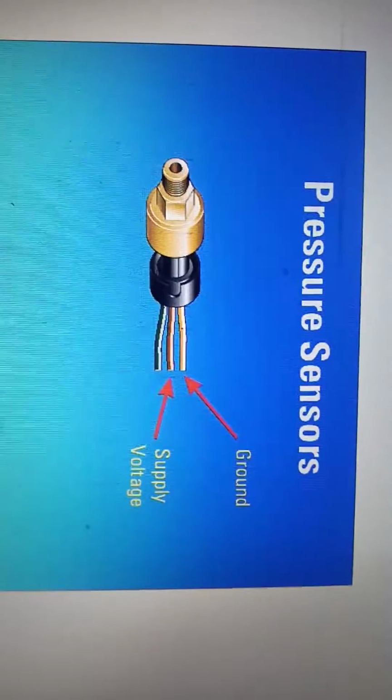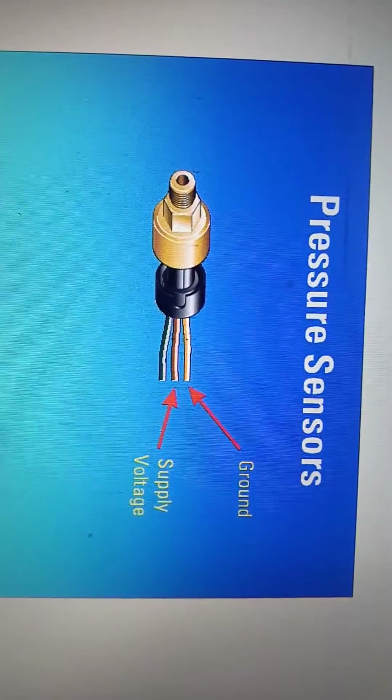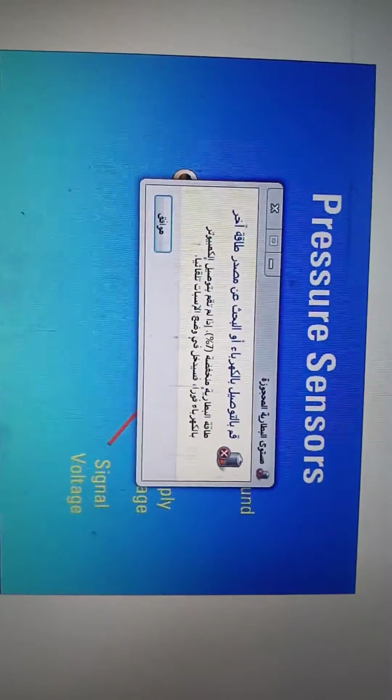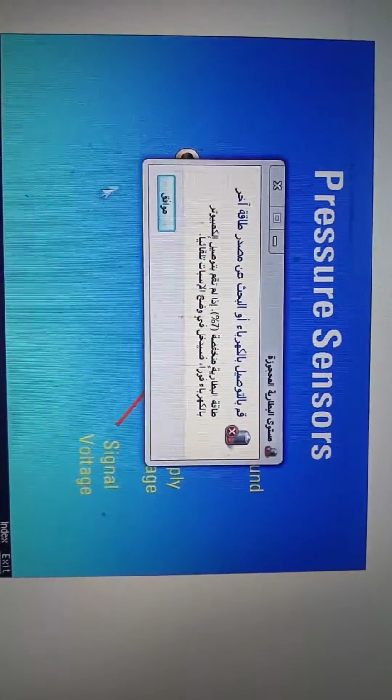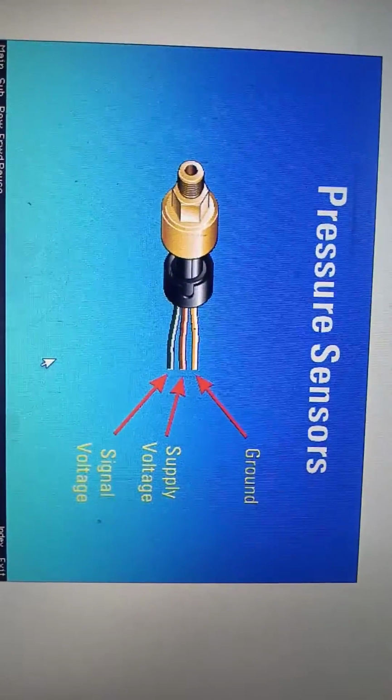The second wire is a ground wire from the ECM to the sensor that provides a 0 volts reference. The third wire is a signal voltage from the sensor to the ECM.